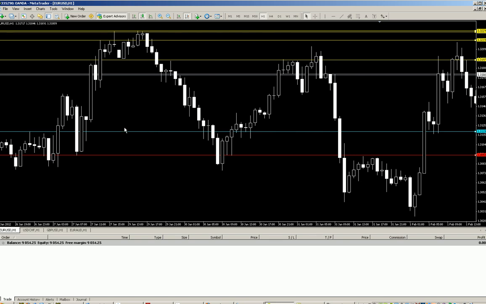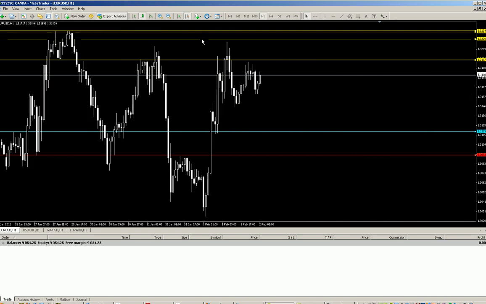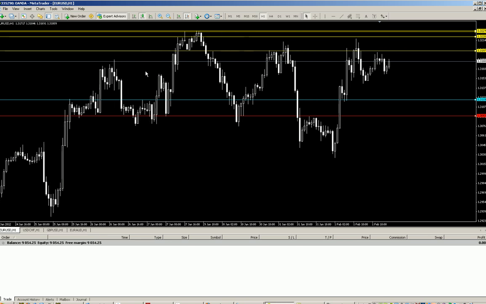Alright, so just make it smaller. I don't like the big chart, sorry. So we didn't get a chance here, and it's just dropped down, back down through our SAR. Alright.